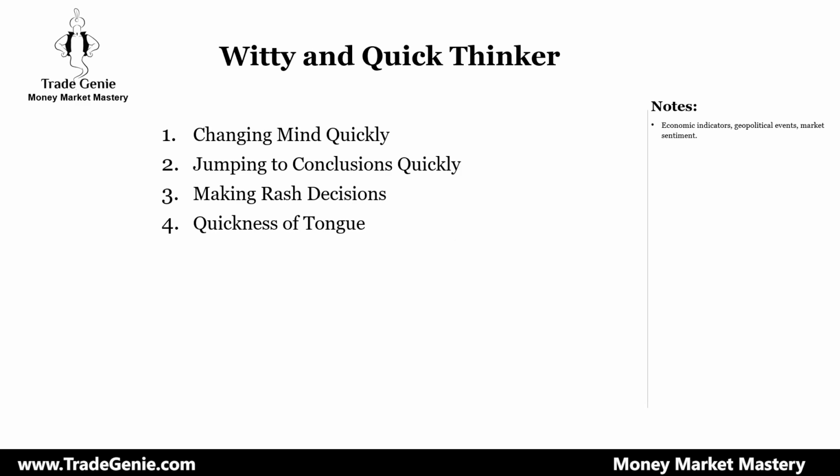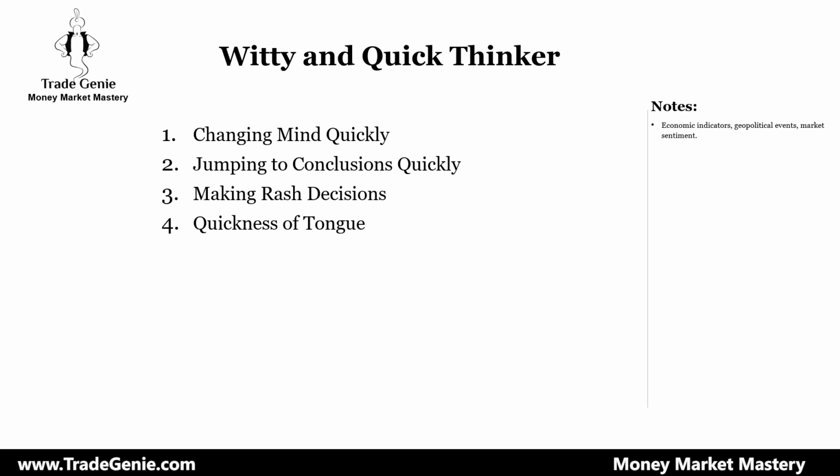Now there's another kind of trader or another kind of person. So just think about another kind of person in general. Another kind of person is a witty and quick thinker. So these are the kind of people who are witty. They say something quickly. Sometimes they say something which is not good. Quickness of tongue. They make rash decisions, and they jump to conclusions quickly. So there's another kind of person called witty and quick.